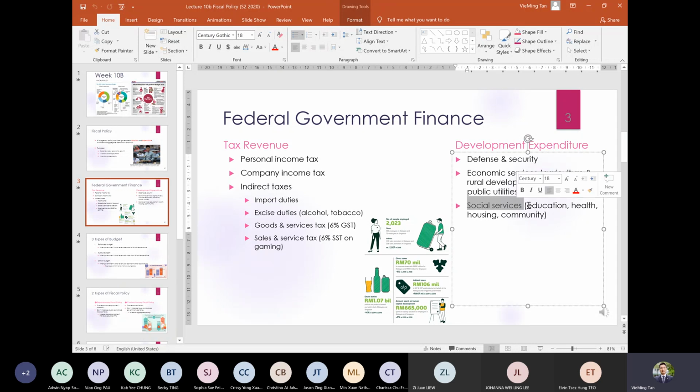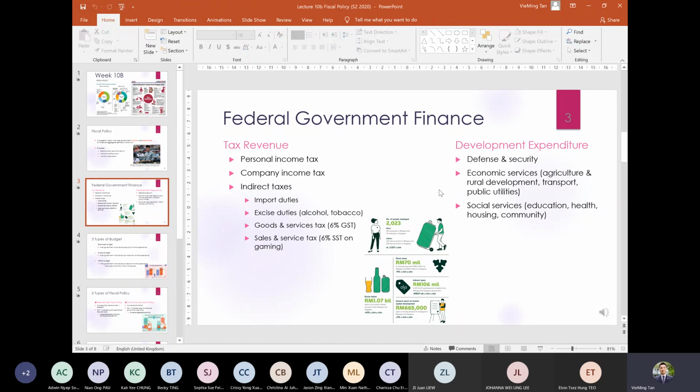And besides that, the government also needs to take care of the social benefit of the nation, whereby education, health, housing, and community activities also have to be provided to the nation from time to time. So these are generally the important expenses that need to be done by the government when managing a country or the nation. So far, okay?